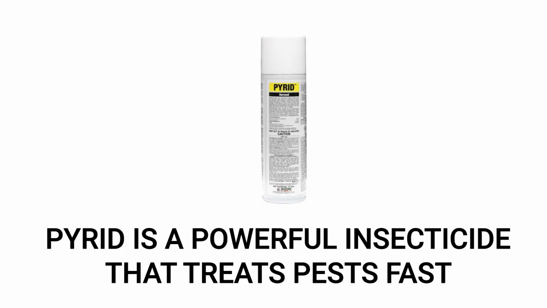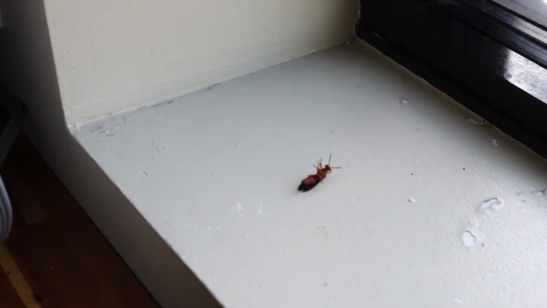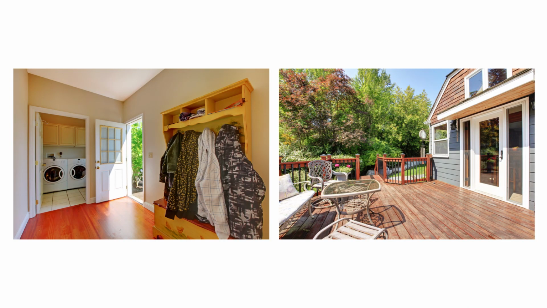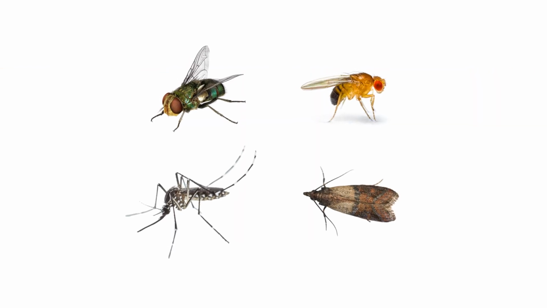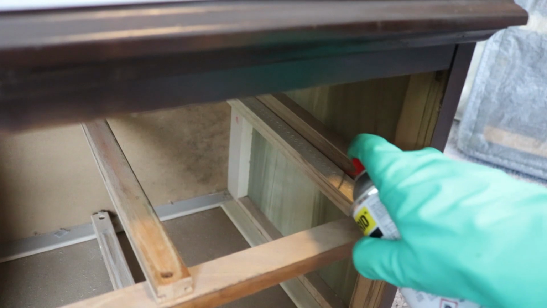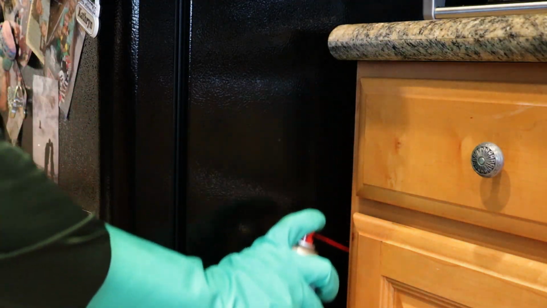Pyrid is a powerful botanical insecticide made with pyrethrins and PBO. Pyrid works immediately on contact with pests, affecting their nervous system. This product can be used in indoor and outdoor areas for flies, gnats, mosquitoes, and pantry moths. It can also be used as a flushing agent to treat bed bugs or overwintering pests hiding in deep cracks and crevices.